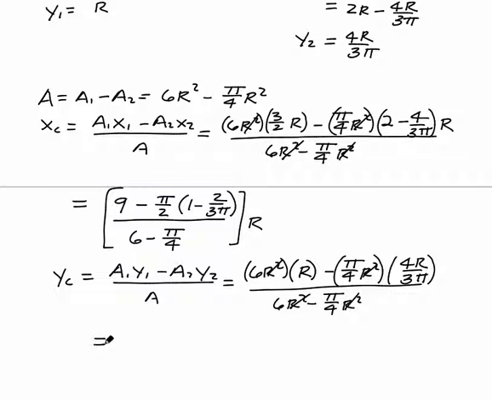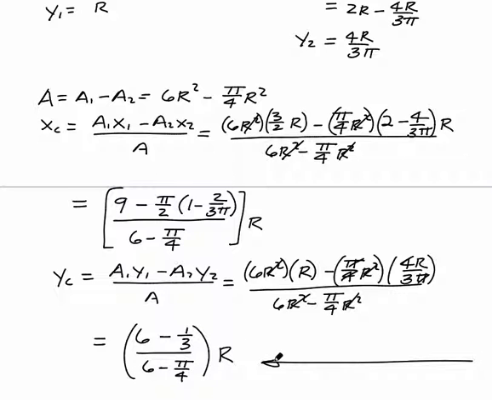So this becomes 6 minus, the 4's will cancel out, the pi's will cancel out, minus 1/3, divided by 6 minus pi over 4 times r. This is the y component of the centroid. This is the x component of the location of the centroid, and the area here is given by A.